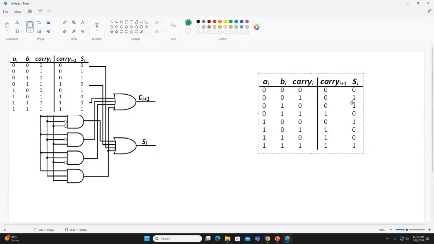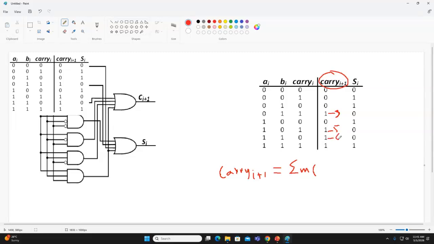Okay, please look at here. Now I'm using the red color. What is carry Ci plus 1? Please give me in sigma m form. Yes, 3, 5, 6, and 7. Am I right? Can I write this as M3 plus M5 plus M6 plus M7?